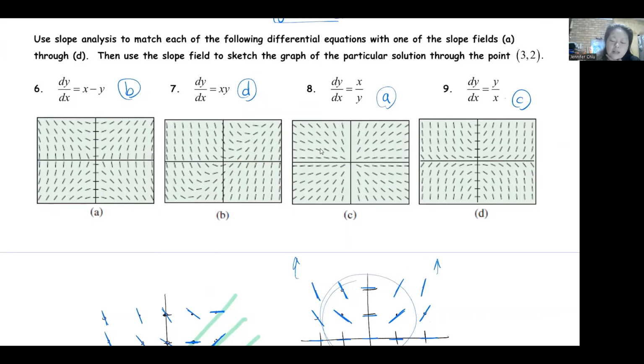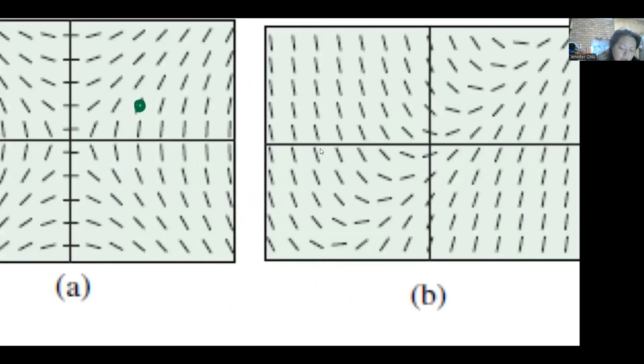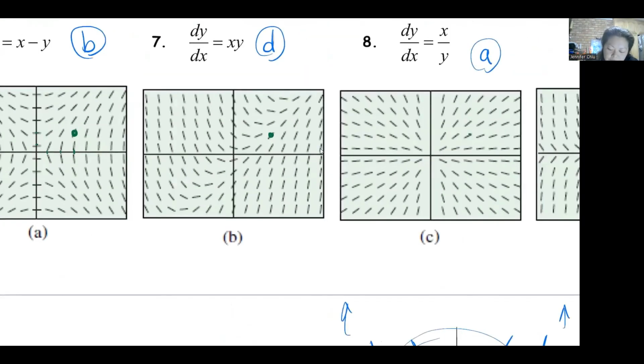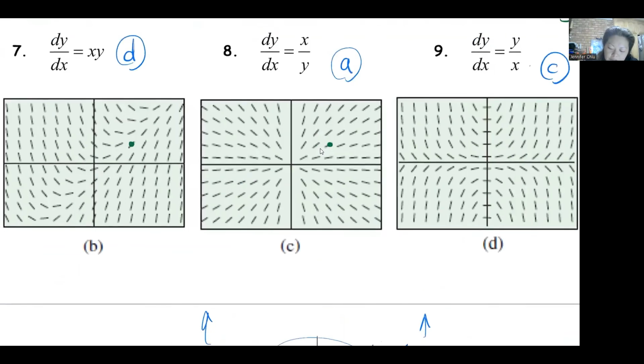So what happens when I give you a particular solution saying that my line must go through this point 3, 2? Where is 3, 2? 3, 2 is right around here. You can look at each line kind of as 1. So it's 1, 2, 3, and then 1, 2. So that's your 3, 2. Okay, so once you've identified 3, 2, you can figure out what your graph would possibly look like.